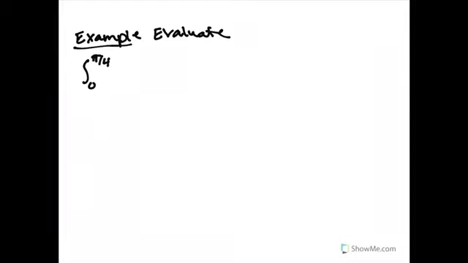We want to evaluate a definite integral from 0 to pi over 4 of the square root of 1 plus tangent squared x dx. What in the world should I do with that? Put your 1 plus tangent squared x in parentheses raised to the 1/2 first. Well, isn't 1 plus tangent squared x one of those Pythagorean identities?